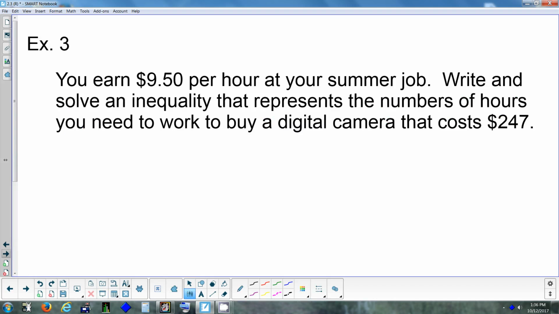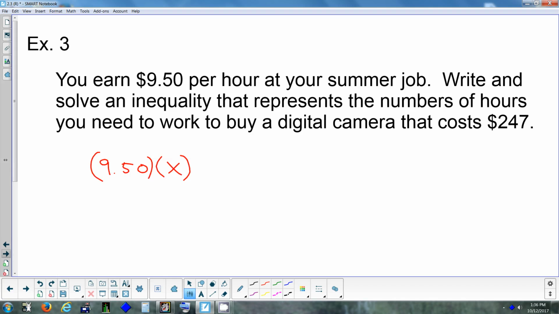Multiply. So if you worked 2 hours, you would make $9.50 times 2. If you worked 6 hours, you would make $9.50 times 6. So what if you work X hours? How would you write that, Gemini? It would be $9.50 times X. Okay, 9.50X, because X is what we don't know.